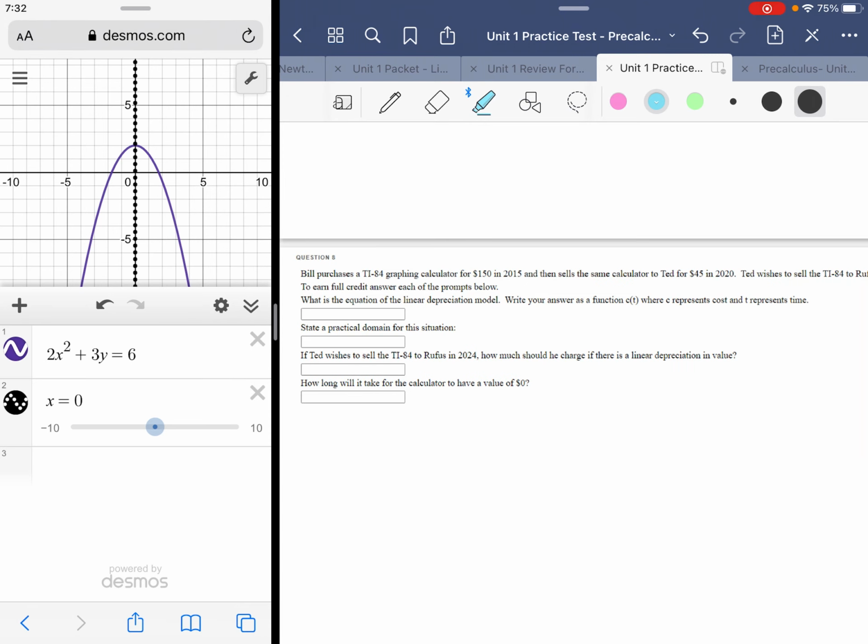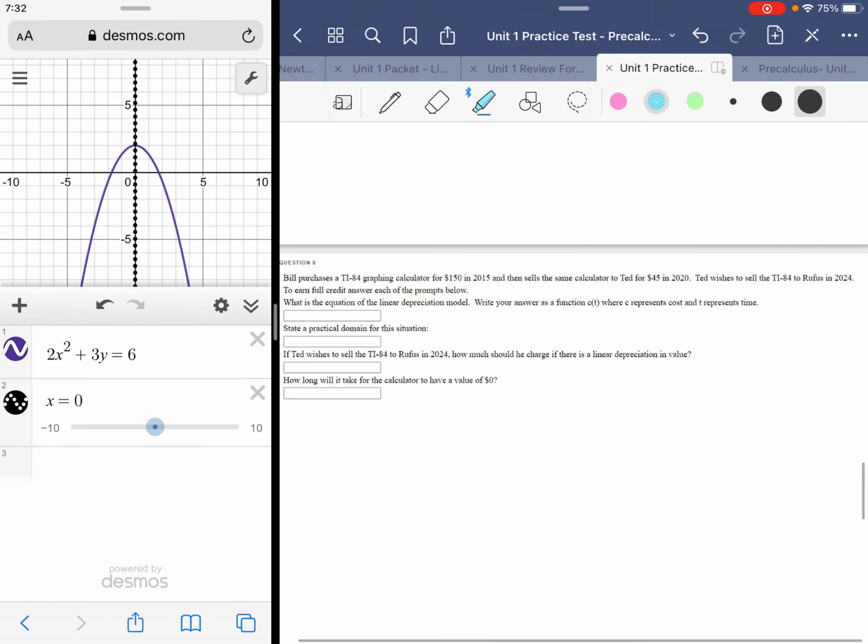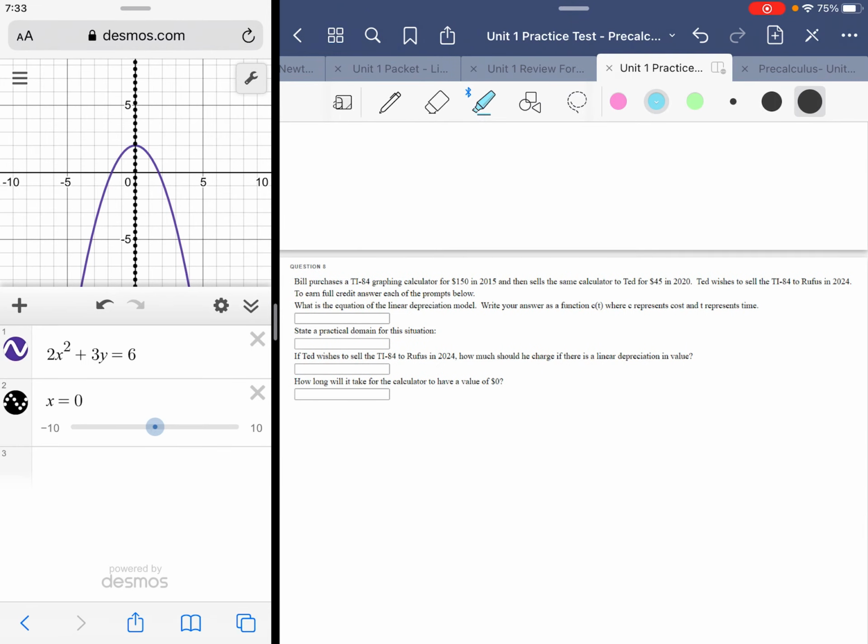Now, next one. Bill purchases a TI-84 graphing calculator for $150 in 2015 and sells the same calculator to Ted for $45 in 2020. Ted wishes to sell the TI-84 to Rufus in 2024. To earn full credit, answer each of the prompts below. What is the equation of the linear depreciation model? Write your answer as a function C of t, where C represents cost and t represents time.